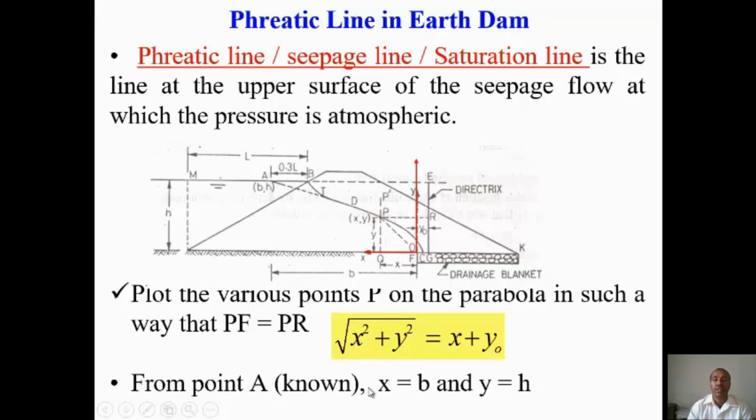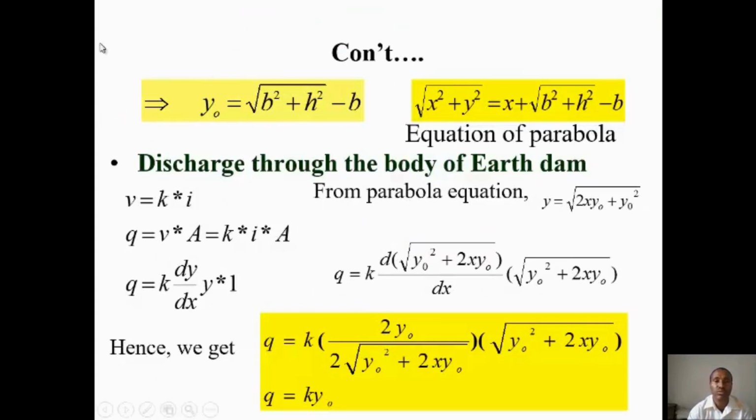Then finally, X is equal to B and Y is equal to H. These are known: the B distance in this direction up to this point, then the H distance, the height. Once you know this, the rest you can calculate. Now let us calculate. From the above equation, you substitute B and H in place of X and Y: the square root of B square plus H square minus B. You will get this equation. From the equation of parabola, once you put the square root of x square plus y square, which is PF, equal to PR, x plus y naught, you can find the final equation of the parabola, which is this equation.